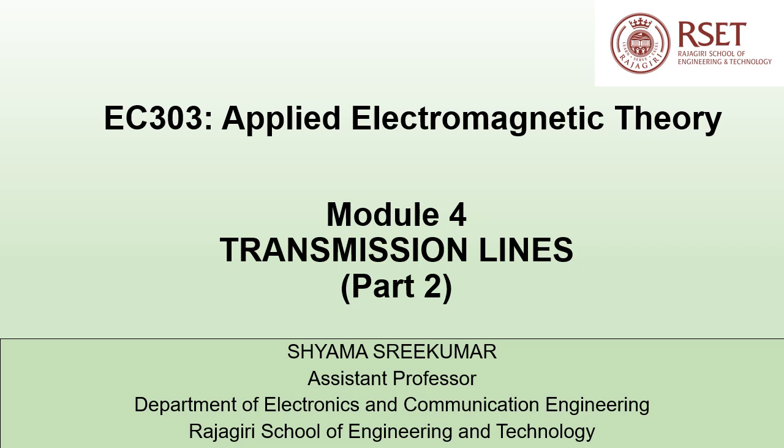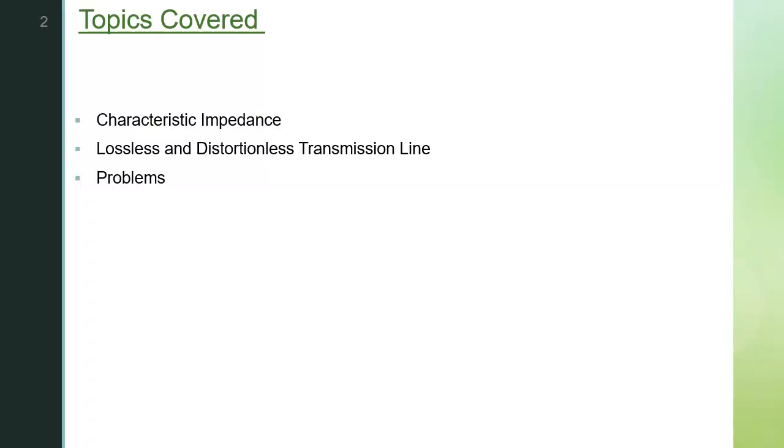Today I'll be continuing with the lecture on Module 4, which is about transmission lines. In the previous lecture, we discussed the basics of the transmission line equivalent circuit, transmission line parameters, and the solution to transmission line equations. Now, we'll be studying the parameter characteristic impedance, and two special types of transmission line called lossless and distortionless transmission line.